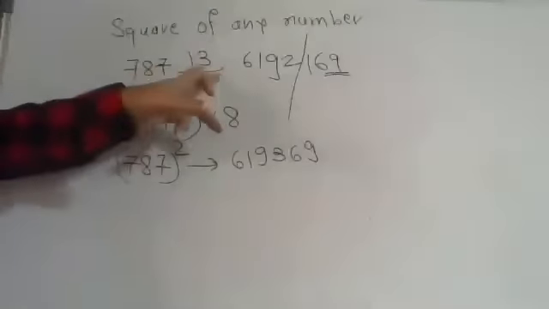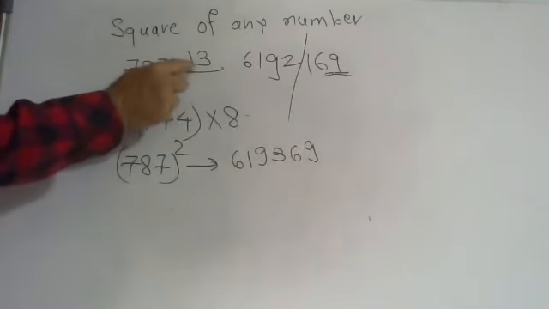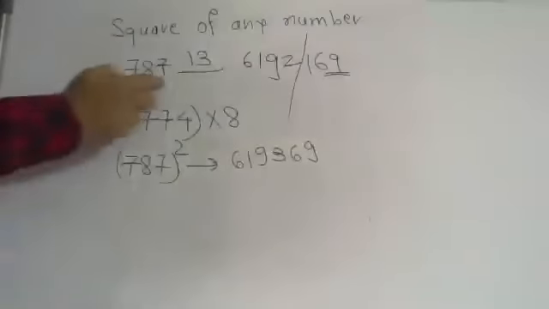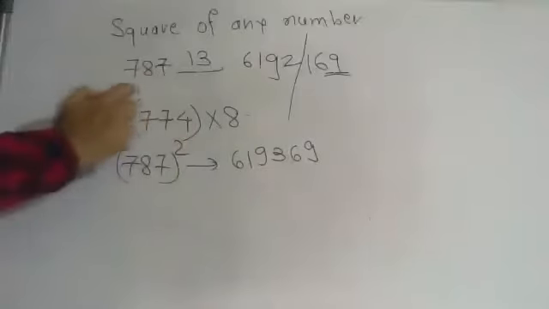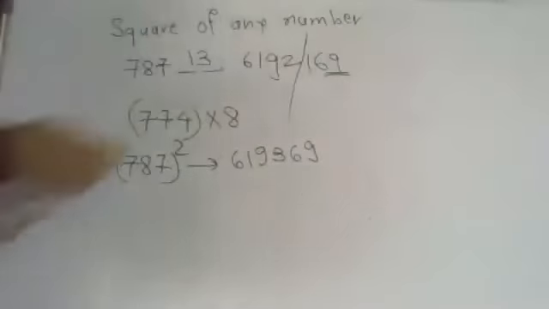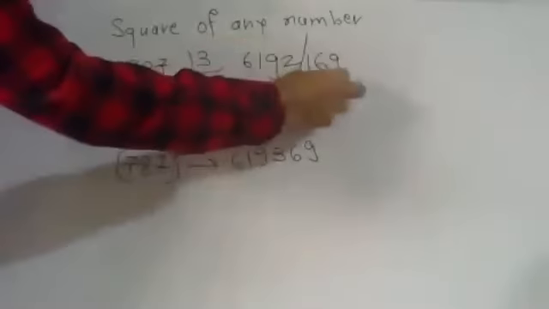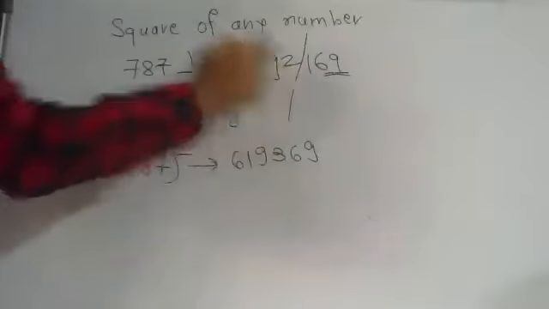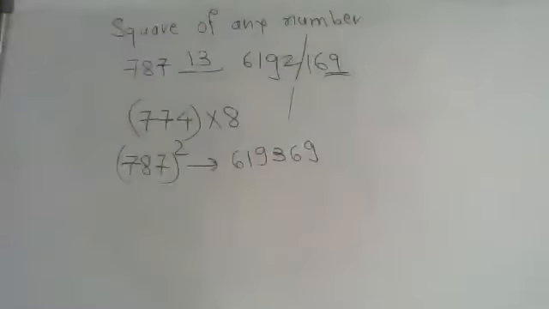787 is 13 places away from 800. We have taken base as 800. 13 square is 169. 787 minus 13 is 774. Since we have taken base 800, multiply this by 8. 774 multiplied by 8 is 6192. We want only a 2-digit number here, so we have to carry this 1 to this side. It becomes 619369.